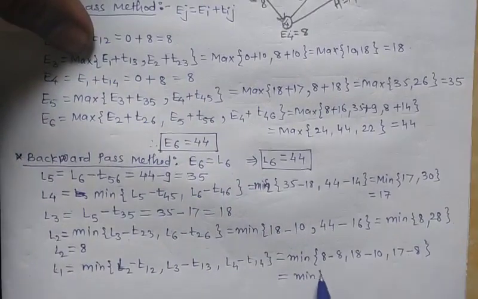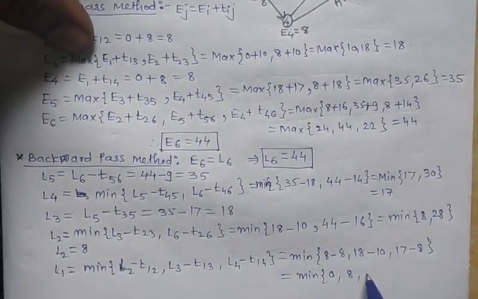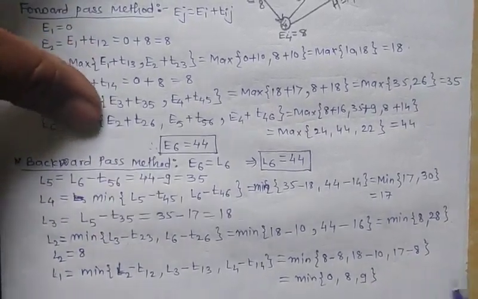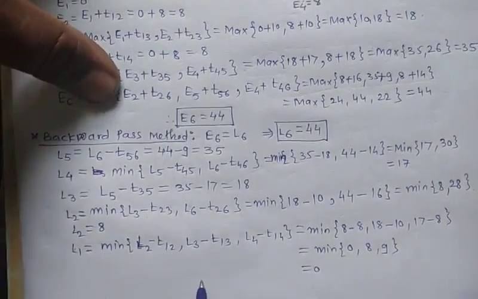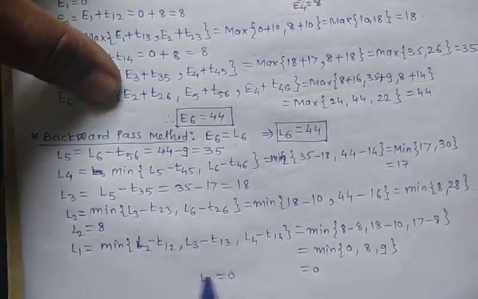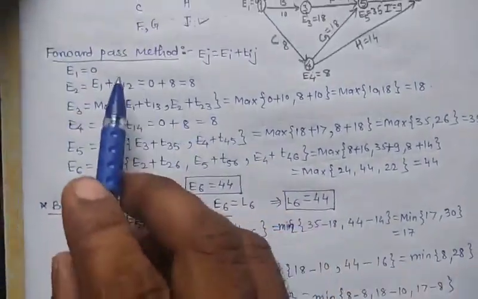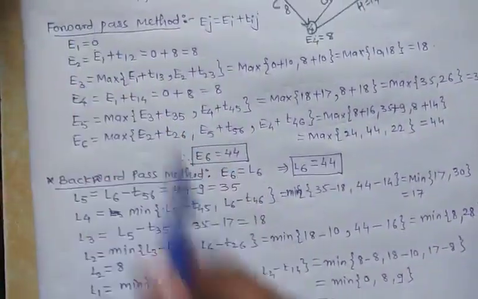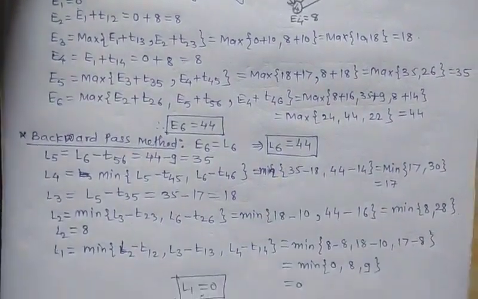So the minimum of 0, 8 and 9. Among that the minimum value is 0. Therefore here we get L1 is equal to 0. Okay, so here the initial value L1 is 0 and E1 is equal to 0, right? And the end values are equal again, right?